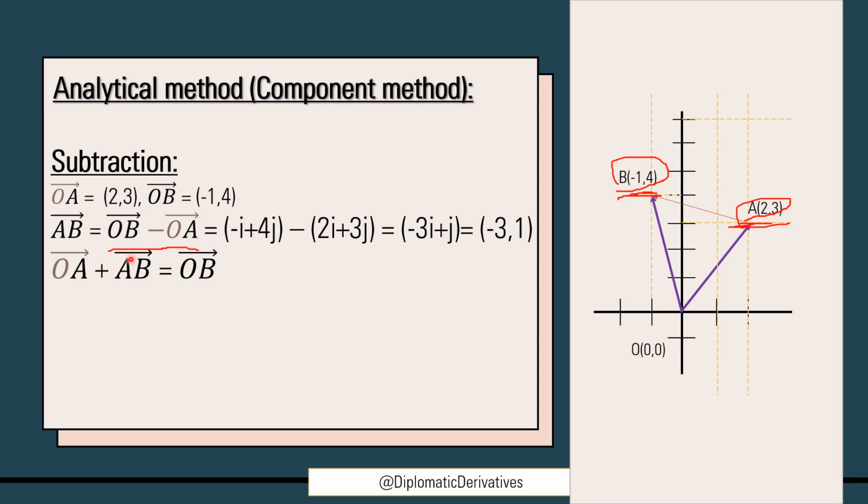OB is, you take OA on the other side, so it becomes OA plus AB is equal to OB. So by this formula, you will be able to solve any of these, right? So if two are given, you can find the third one.